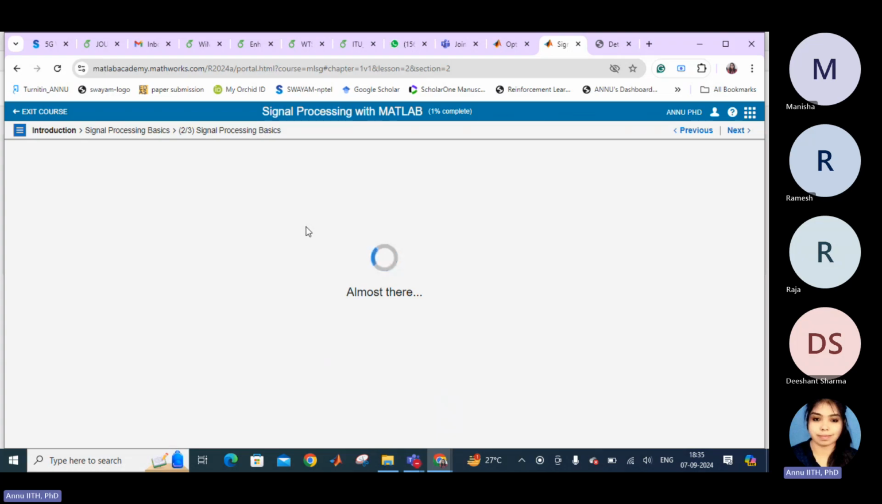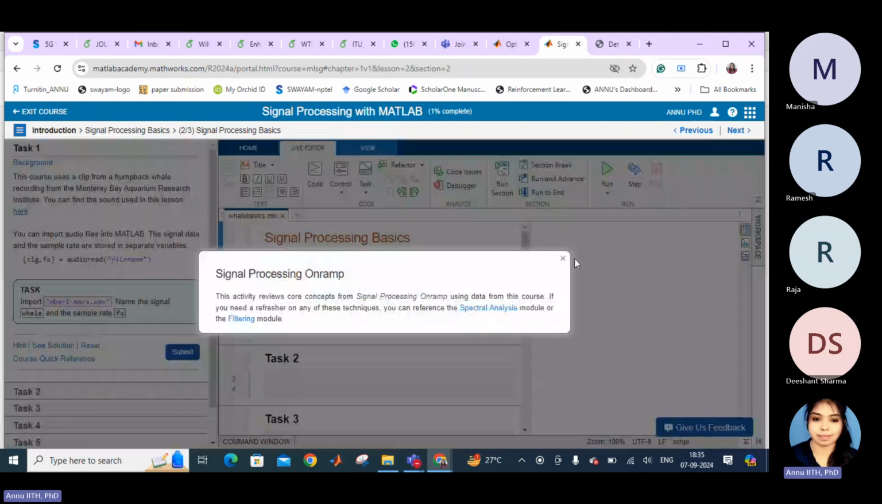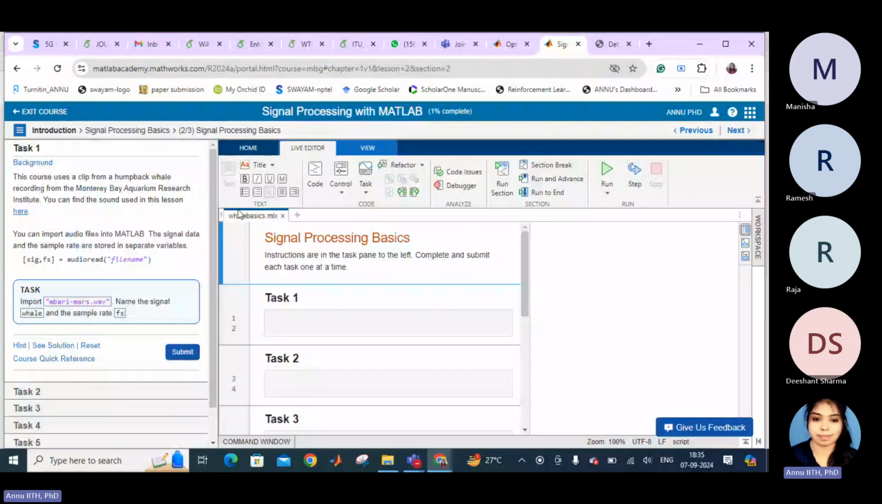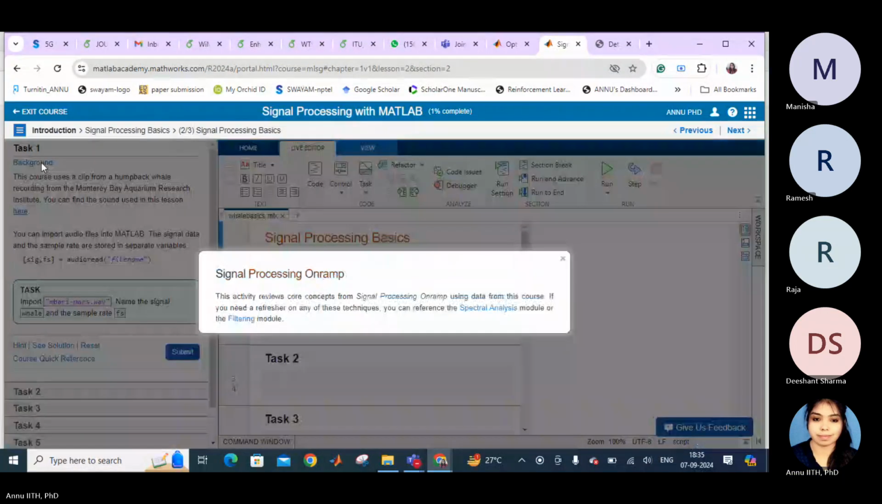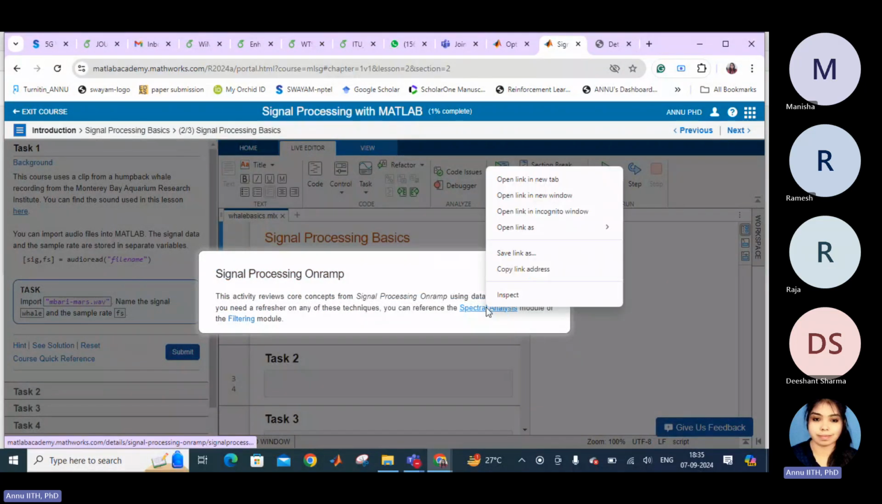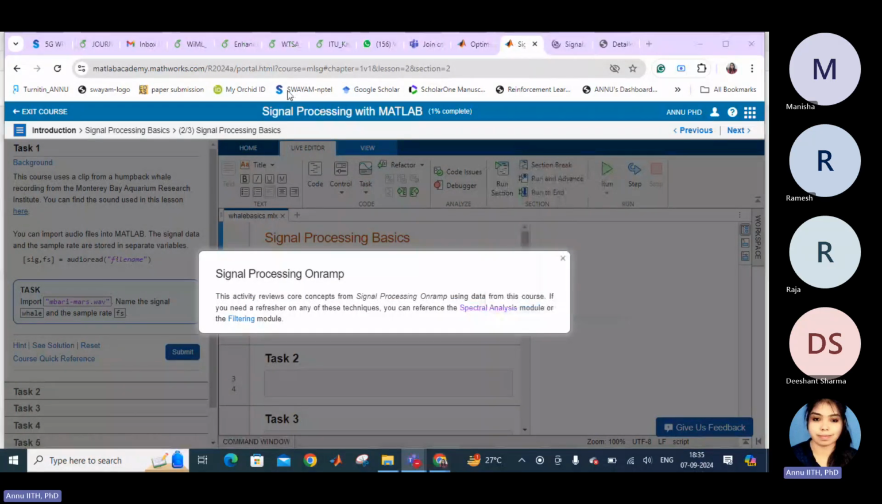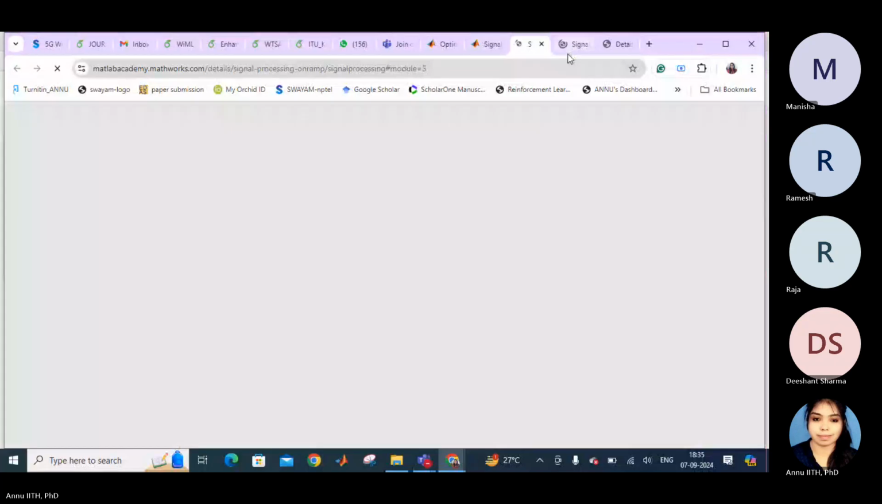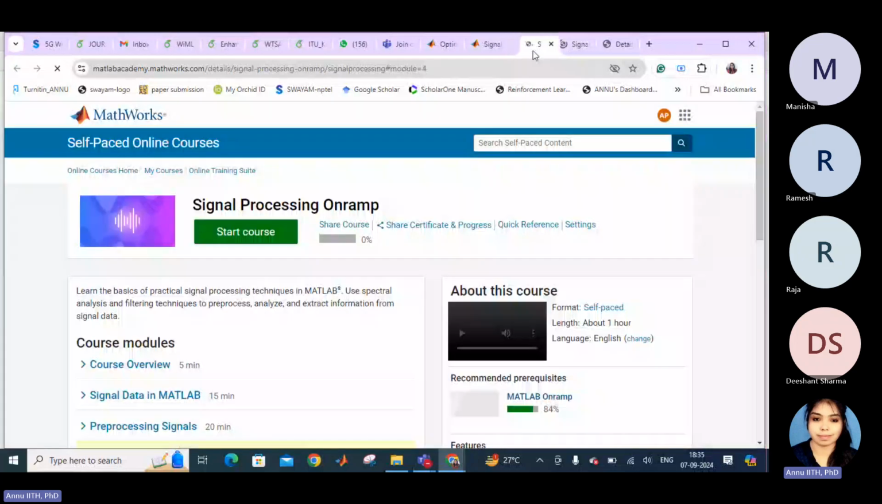Now, this activity reviews the core concepts from signal processing. Okay, so what is the background? So let's have some background. You can refer to the spectral analysis module or the filtering module. So let's have this filtering and spectral analysis, because I think that is very important for us, and filtering also. Spectral analysis and filtering are modules in this course only, so not a problem.